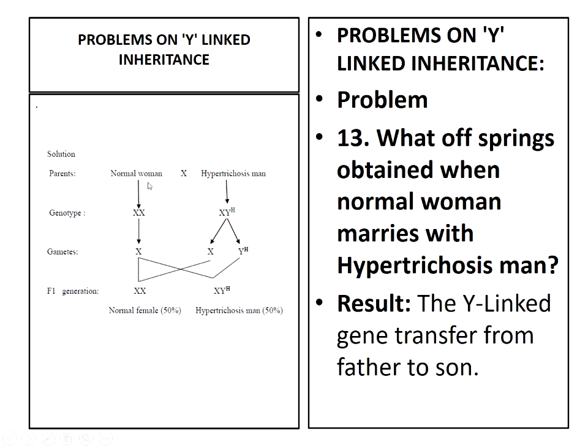The parents are a normal woman and a hypertrichosis man. The genotype is XX in the case of the woman, and the hypertrichosis man is XY, with hypertrichosis denoted by H. So the gametes are X in the case of the woman, and X and Y^H in the case of the hypertrichosis man. So in the F1 generation, we are going to observe 50% normal females and also 50% hypertrichosis males.